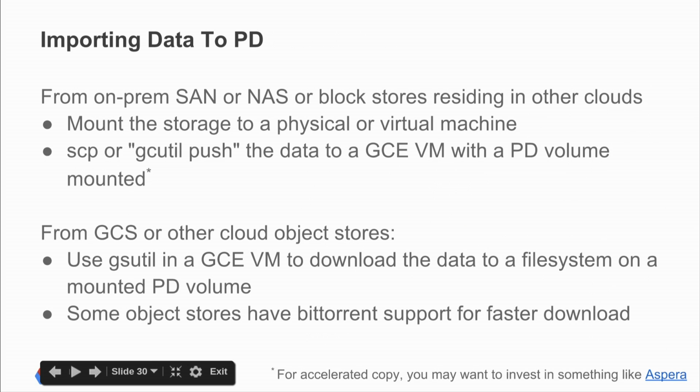Importing data to PD, if you have data sources somewhere else, is relatively easy. We could use SCP or the gcutil push command to move the data from your data warehouse to persistent disk. From other storages like block storages, object storages, we can use tools provided with them. And for demanding applications, for accelerated data copying, transferring huge quantities of data, you may want to look at third-party providers like Aspera, who do that reliably and efficiently.